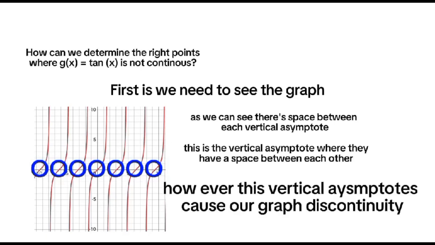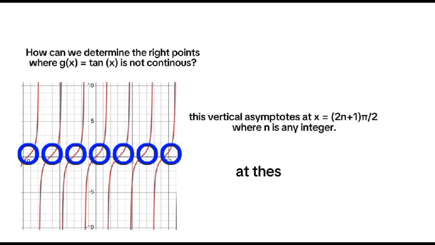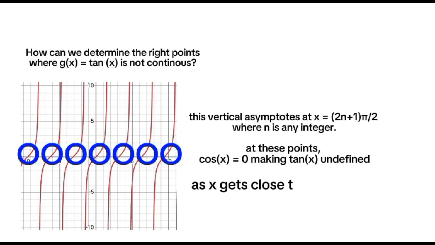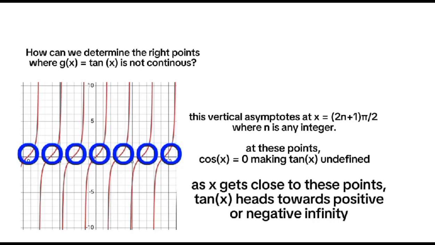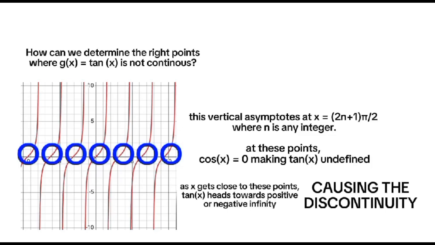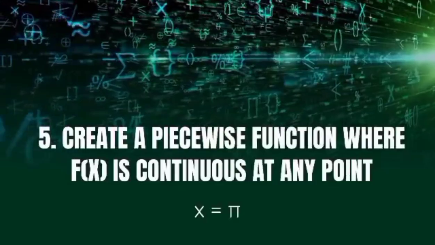However, these vertical asymptotes cause our graph's discontinuity. These vertical asymptotes are at x equals (2n plus 1) pi over 2, where n is any integer. At these points, cos of x is equal to 0, making tan of x undefined. As x gets close to these points, tan of x heads towards positive or negative infinity, causing the discontinuity.